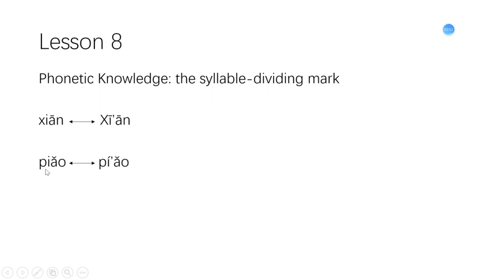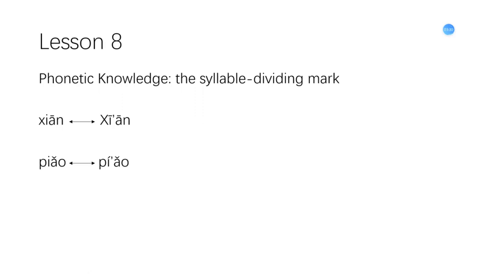And similarly, this one is piao, and here we got pi ao, okay? Before this dividing mark, this comma, the first syllable has initial p, final yi, and is read under the second tone, so pi. And this one is a non-initial syllable, with only the final ao, read under the third tone, so ao. Together, pi ao. Compared to piao, here we got two syllables.